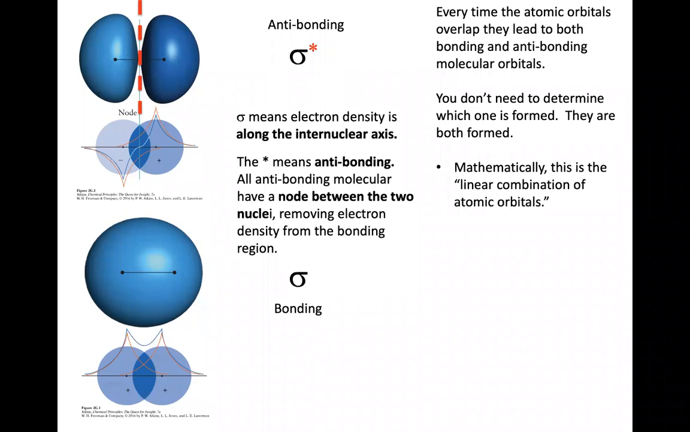The anti-bonding is removing electron density from the region that would be holding those atoms together to form a bond. So based simply on those two descriptions, meaning, do we have electron density along the internuclear axes? And do we have a node present or not that is between the two of them?